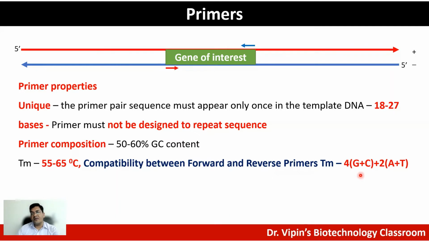A general formula that we use, and which gives you an approximation of the TM, is 4 into G plus C plus 2 into A plus T. And sometimes, if you design a primer here, this may not satisfy the TM considerations. And therefore, you may have to move your primer a little outside. And likewise here, you may have to move this primer a little outside.